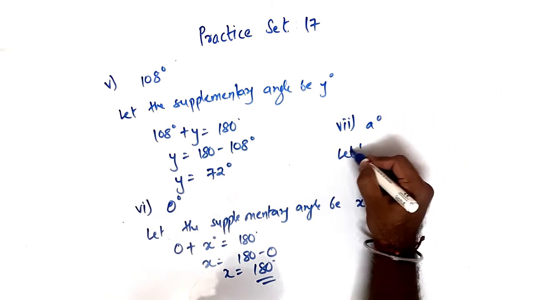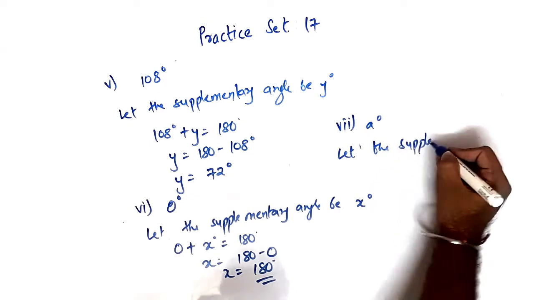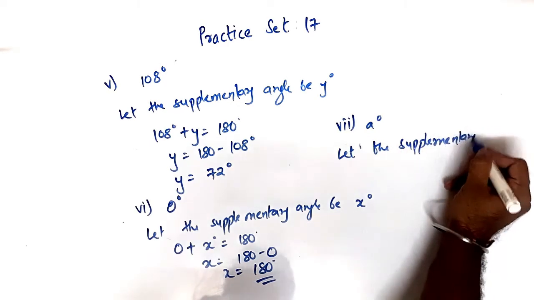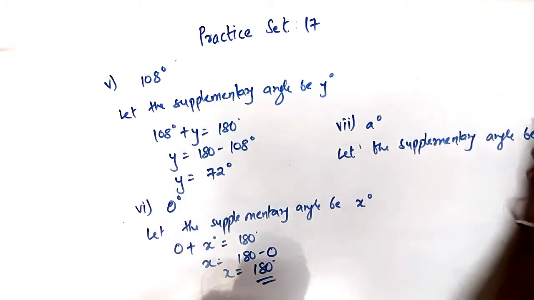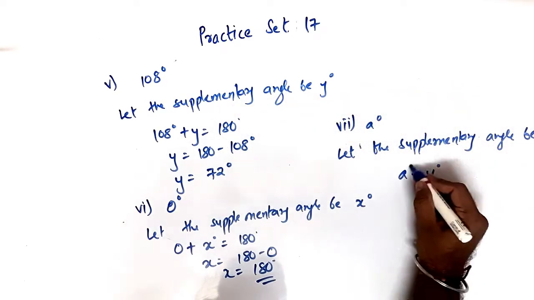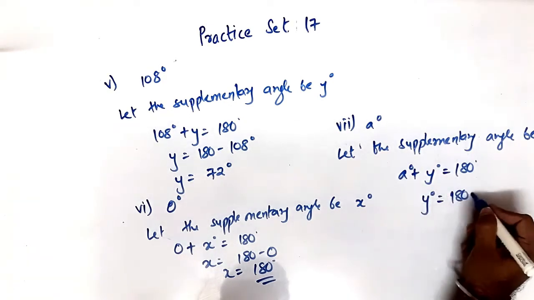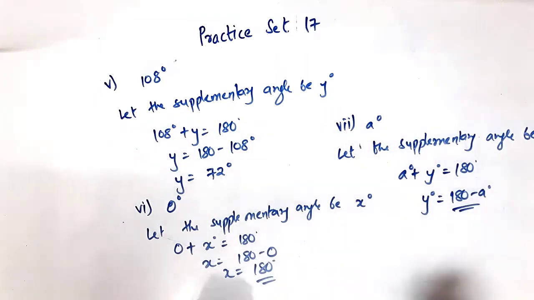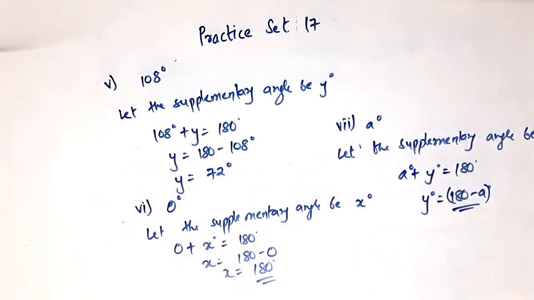So let the supplementary angle be, I'll write here, y. So a plus y equals 180 degrees. So what is y degrees? 180 minus a. This is your final answer, 180 minus a. Okay, you can just put a bracket here for your final answer. So we have completed question number 1. Let us move on to question number 2.